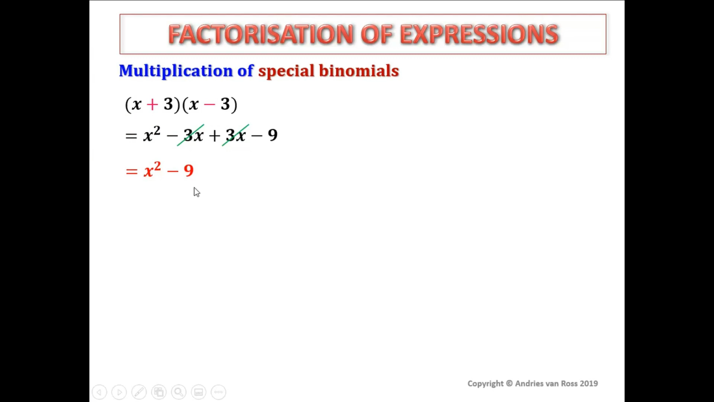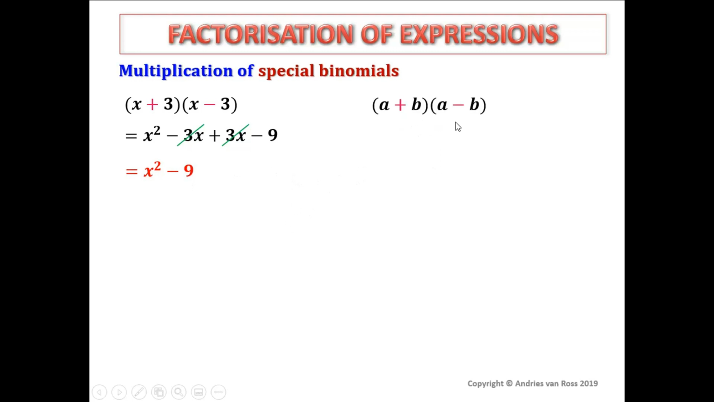So what does that look like? It looks like it's just the first term in both brackets squared, in other words x squared. And then the next term in the final answer is 9, which is actually 3 squared. And there's just a minus in between. Just hold that thought, we'll see now. Let's look at another example.